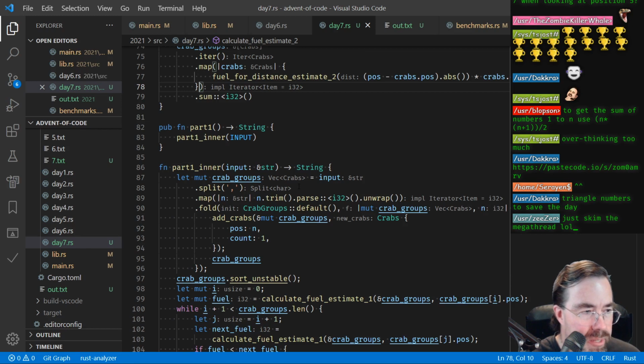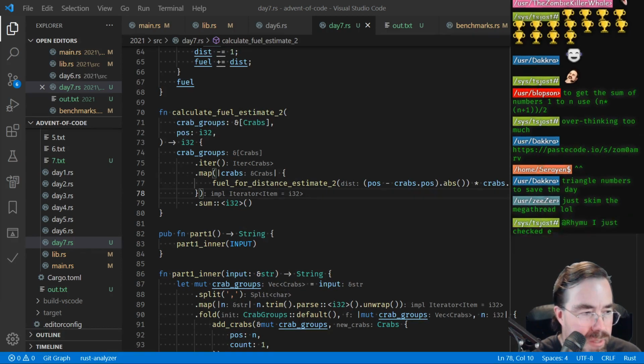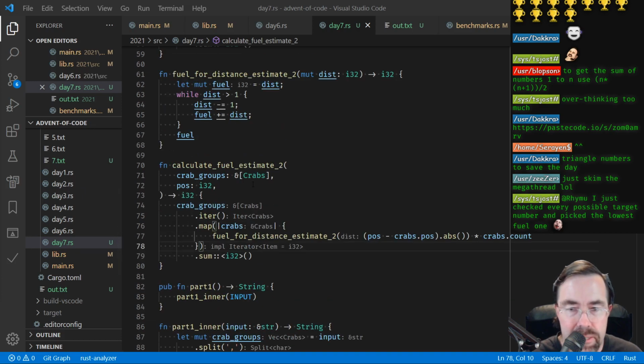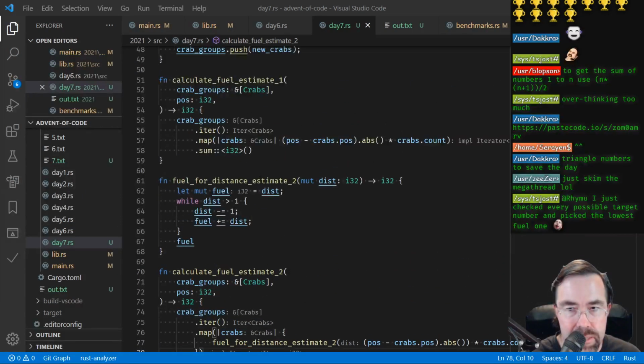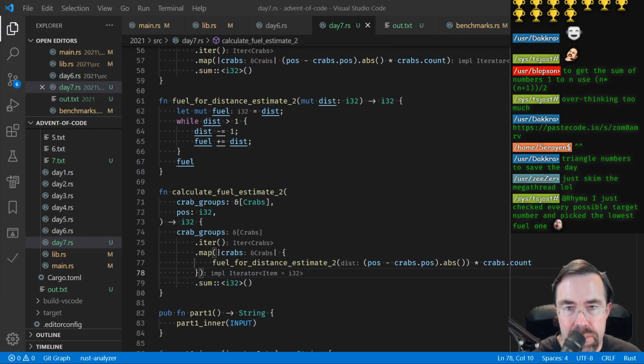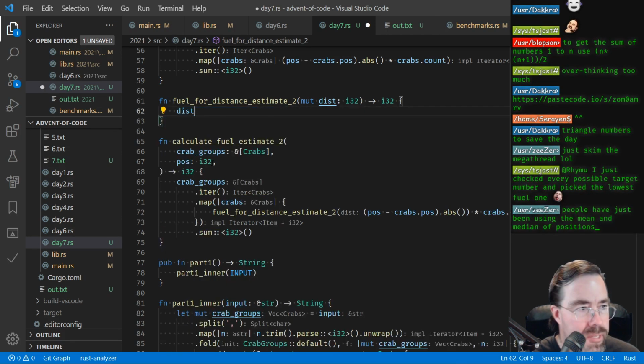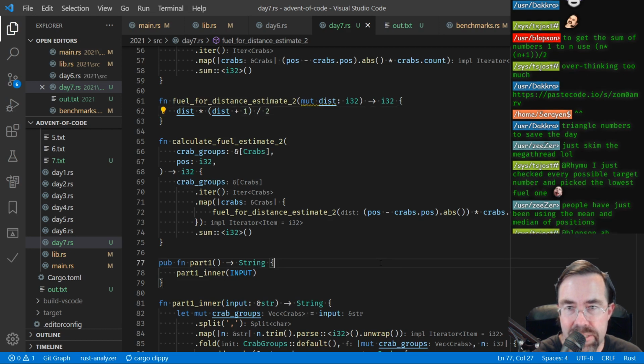To get the sum of numbers 1 to n, use n times n plus 1 over 2. Okay, so there we go. I'll give Blopson a point, because I can just take that equation, because I don't care about coming up with the math, because I'm not a math guy. You give me the math equation, and I will put it in here. So it's this thing, right? So you're just saying I can do distance times distance minus 1 or plus 1, and then divided by 2. Perfect. That's what I'm looking for.